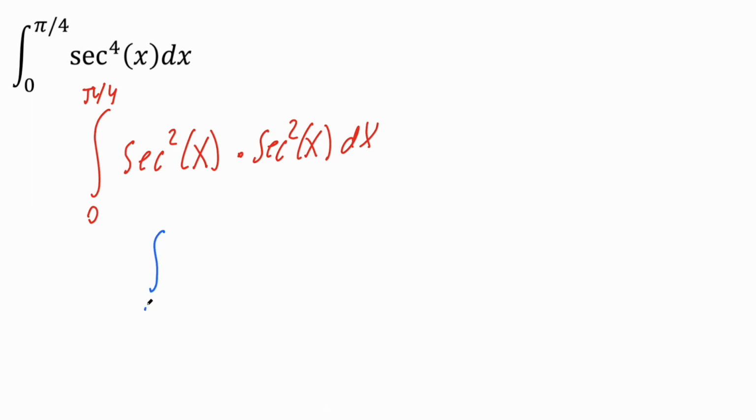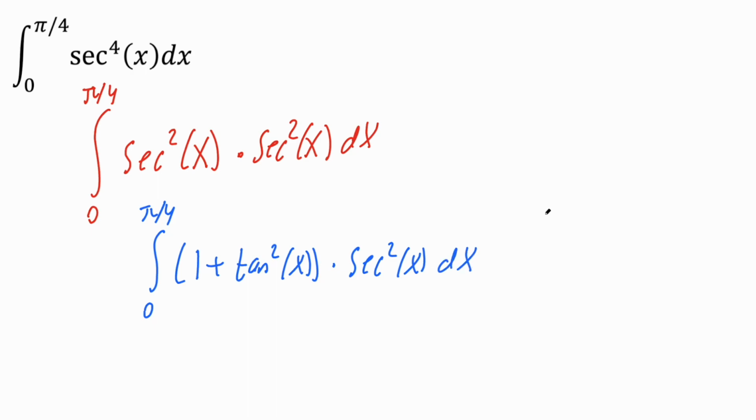So we'll have the integral from 0 to pi divided by 4. We're going to change it to (1 plus tan squared x) times secant squared x dx. Now, why this is going to benefit us is if we say that u is equal to tan x, then du is equal to secant squared x dx. And by doing that, this secant squared x dx will cancel. This tan squared x will become u squared, and then we'll have a more approachable problem.